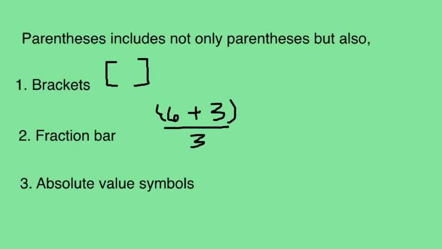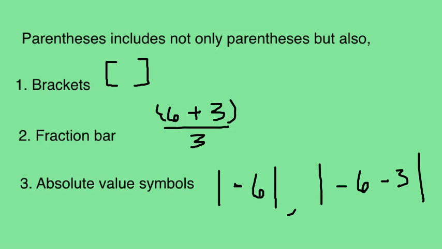And the last grouping symbol are absolute value symbols. These are the vertical lines where you have a number inside, and it says I need to find the absolute value before I can move on with the rest of the problem. You may also see something like -6 minus 3 in absolute value symbols. It's like parentheses. I need to solve what's inside first, then take the absolute value to finish my problem.